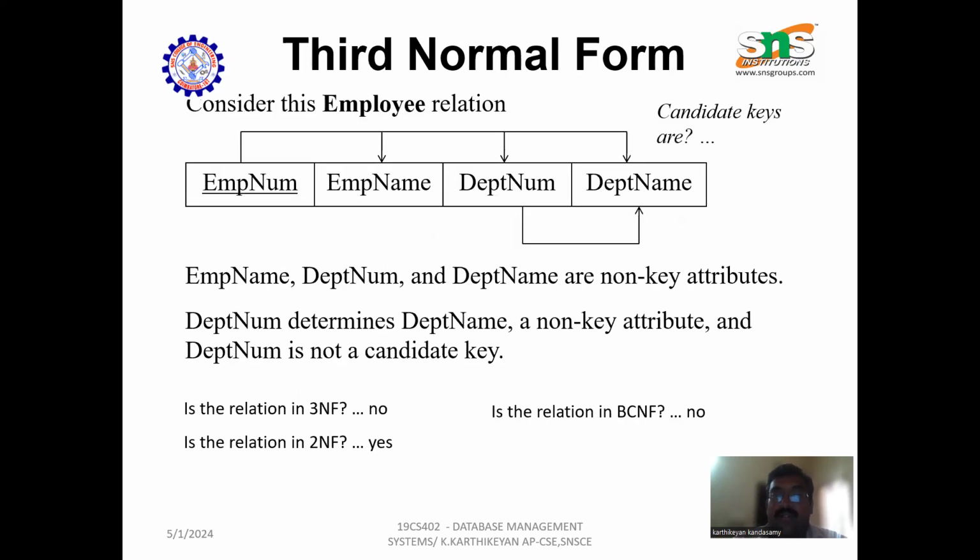So we go for the next one. This is an example of third normal form. Consider the employee relation. The attributes are employee number, employee name, department number, and department name. So first find out the candidate key. Employee number is the key, and the others are non-key attributes. The department number determines the department name, a non-key attribute, and department number is not a candidate key. First fix the primary key, then the candidate key. Verify and complete your solution for third normal form.